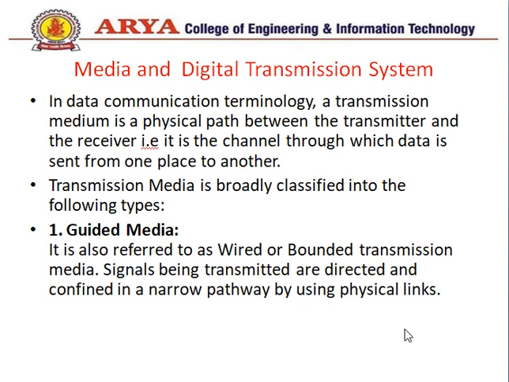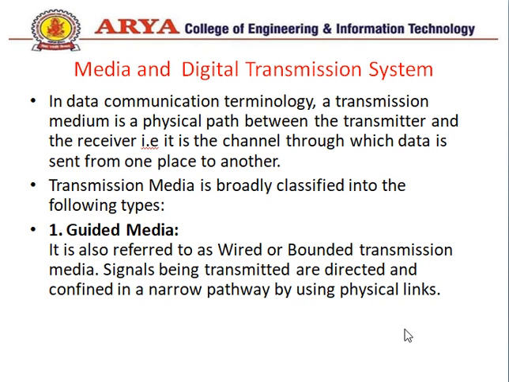Next is the media and digital transmission, like how is data being transmitted. So we'll discuss them here one by one. In the data communication terminology, a transmission media is a physical path between the transmitter and the receiver, that is the channel through which the data is sent from one place to another. Like how is data being transmitted from the sender to the receiver. Transmission media is broadly classified into the following types.